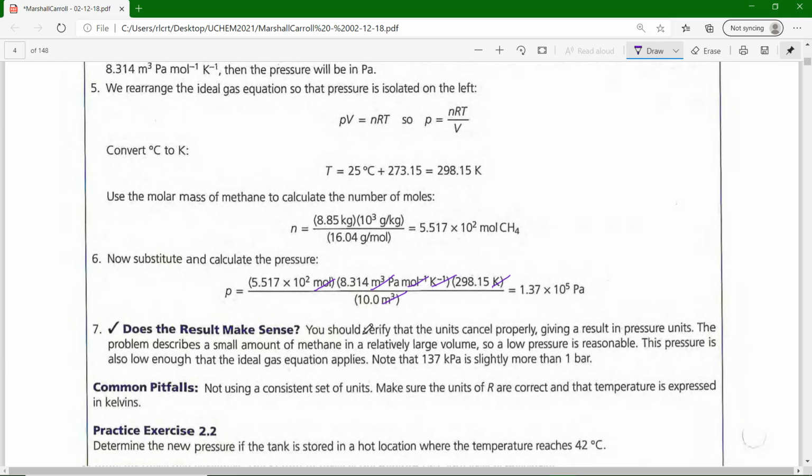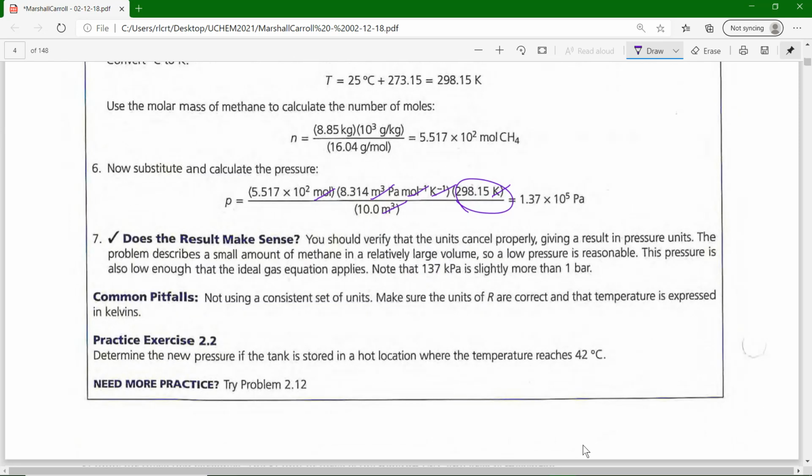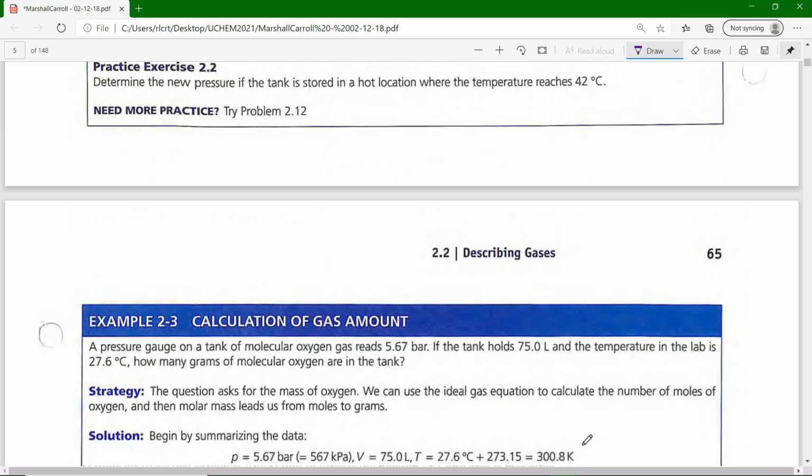Determine the new pressure if the tank is stored in a hot location where the temperature reaches 42. I'll let you try that yourself. All you'll do is change the 298.15 to whatever 42 plus 273 is. Okay. And if you want more practice, problem 2.12.